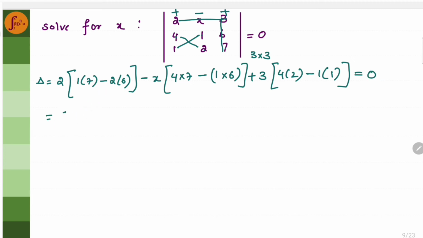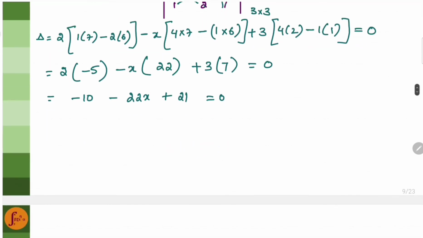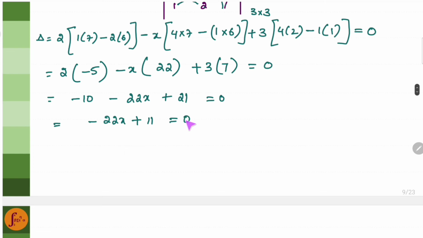Now we'll calculate. 7 minus 12 is 5, minus x into 28 minus 6, which is 22, plus 3 into 8 minus 1, which is 7. This is equal to 0. That is nothing but minus 10 minus 22x plus 21 is equal to 0. So minus 22x, 21 minus 10 is 11, plus 11 is equal to 0. Shift 11 this side, so you're going to get minus 22x is equal to minus 11.